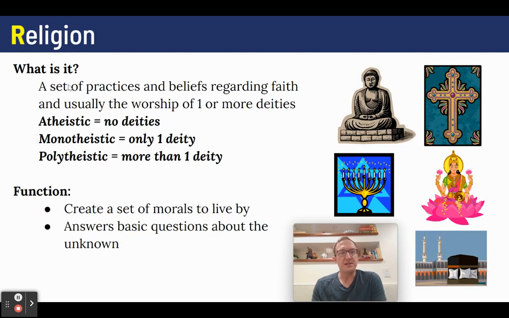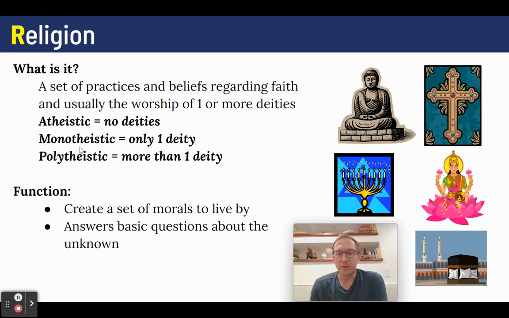And religion is a set of practices and beliefs regarding faith and usually the worship of one or more deities. Now, I say usually because not all religions worship a deity in that sense. And we'll talk about the different religions in the world more in a separate lesson. But it is important to understand these three terms: atheistic, monotheistic, and polytheistic. So atheistic means that they do not believe in a deity, and a deity is like a god. So they don't believe that there is a god.